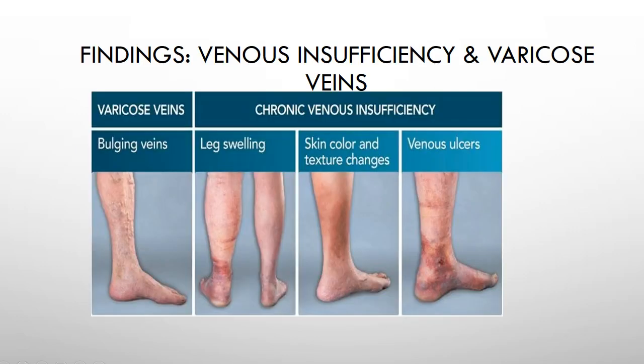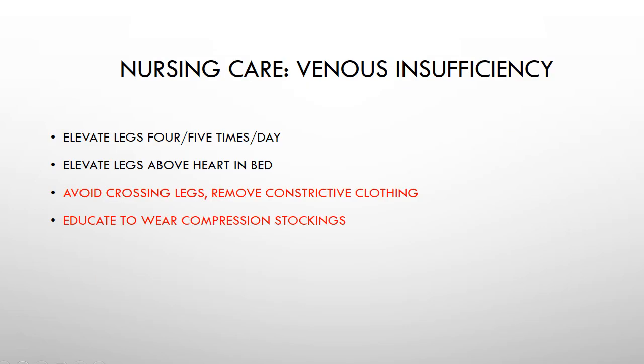This is just a picture of what venous insufficiency looks like and what varicose veins look like. With venous insufficiency, you'll have leg swelling, skin color and texture changes, and venous ulcers. But with varicose veins, you're basically going to have bulging veins. So nursing care with venous insufficiency, you want to elevate the legs 4 to 5 times a day, above the heart. Avoid crossing, remove constrictive clothing, and educate to wear compression stockings.